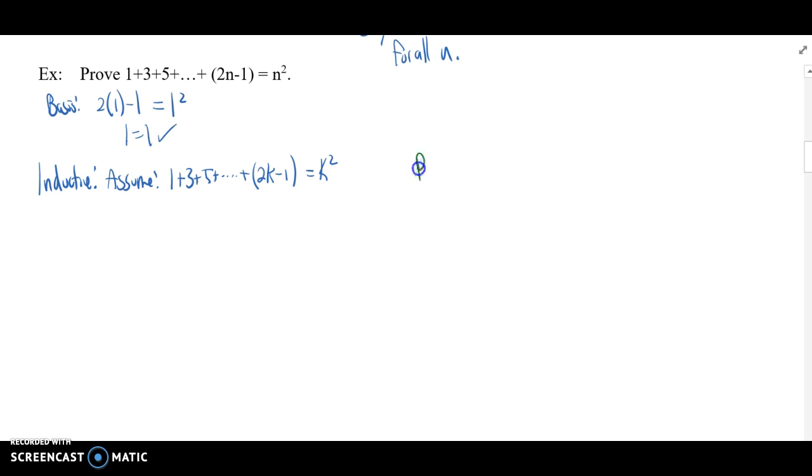So we're trying to prove that 1 plus 3 plus 5 plus, we got all the way up to this 2k minus 1. And then the term that would come after that, this is the first term, the second term, the third term, this is the k term. So the term that comes after that would be the k plus 1 term. Right? First, second, third, the k term.